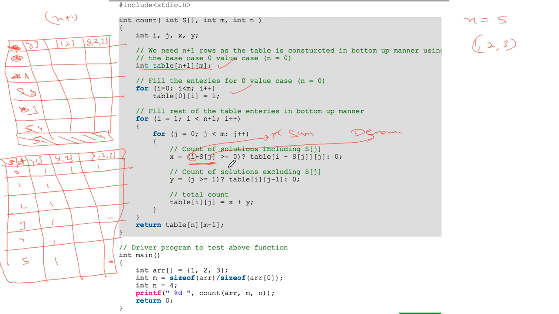If it is greater than or equal to 0, that means it must have been populated in the table, then return the entry from the table. Everywhere is 0 initially: this is 0, this is 0, this is 0. So this is 1.